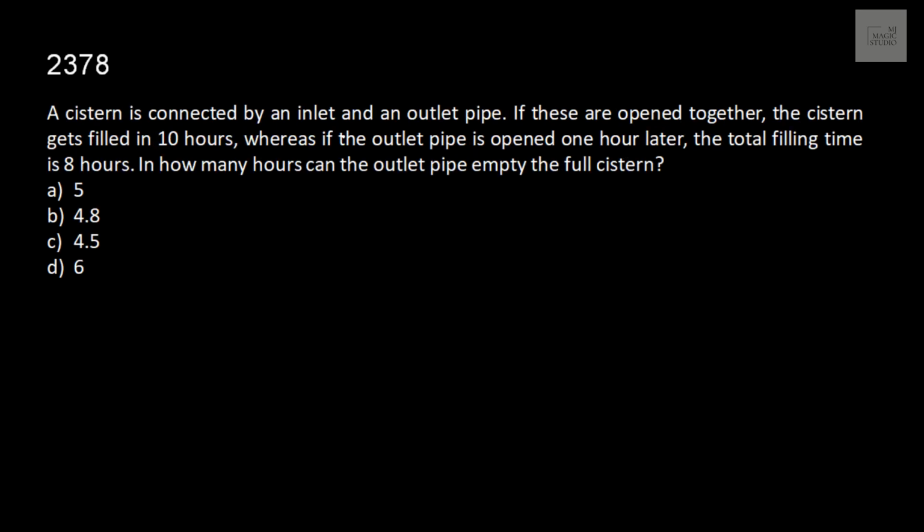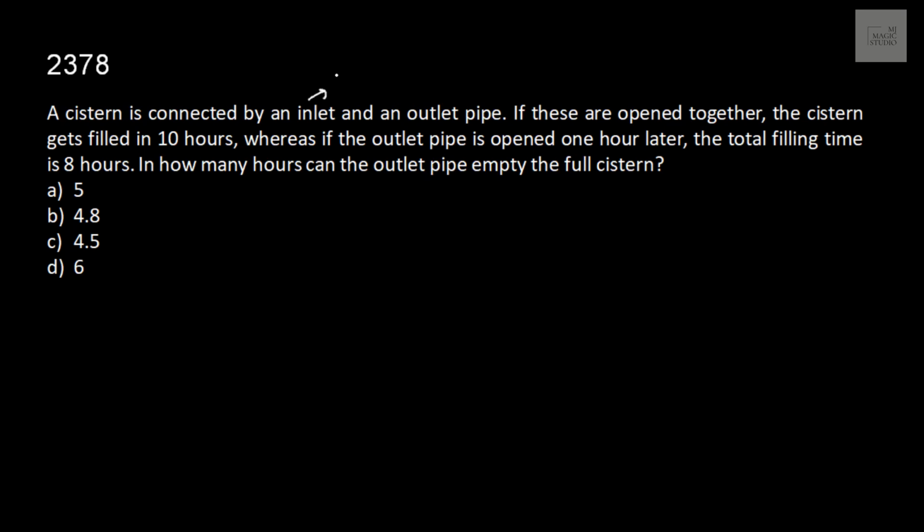A cistern is connected by an inlay and outlay pipe. If these are opened together, the cistern gets filled in 10 hours. Whereas if the outlay pipe is opened 1 hour later, the total filling time is 8 hours. Let us take the volume of the work done by them per hour.